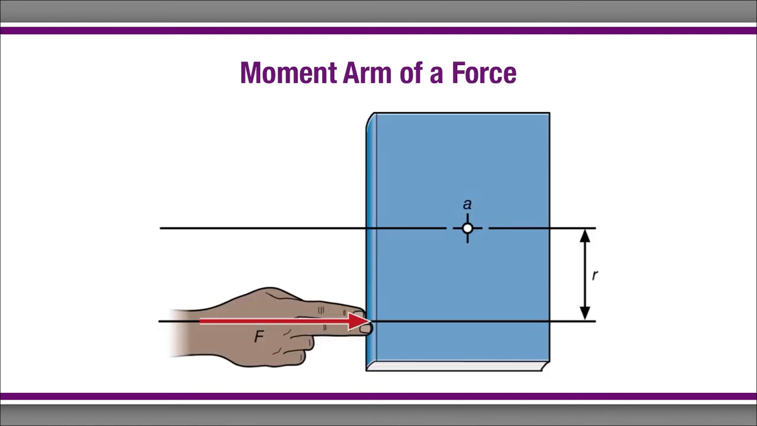So in the case of sliding the book on the table again, if we were to apply a force in the bottom left-hand corner of the book, and we can assume that the center of gravity and the axis of rotation is directly in the center of the book, the distance between this line of action and the axis of rotation would be considered our moment arm or our variable r.